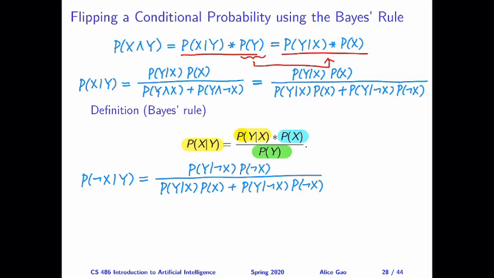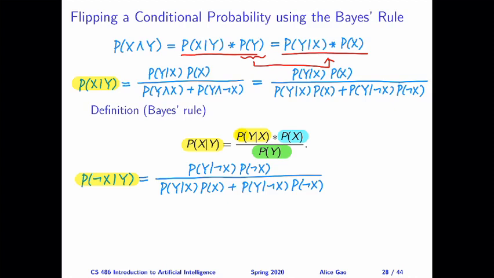Let's look at what's happening with these two expressions that we just derived. Well, we are trying to calculate the distribution. One probability in the distribution is the probability of X given Y. The other one is the probability of not X given Y, right? So this distribution says, let's assume Y is true. Among all the worlds in which Y is true, what's the probability that X is true versus the probability that X is false? And we derive two expressions.